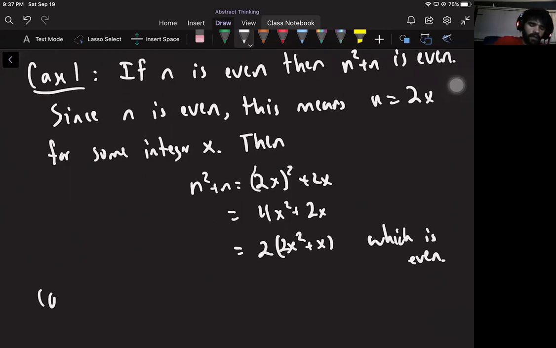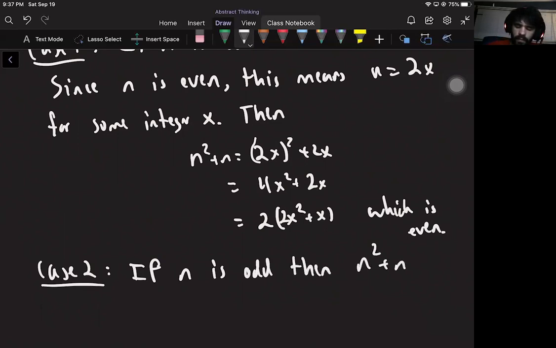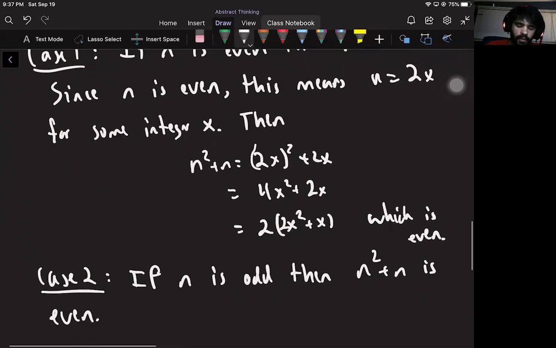Okay, but now case 2. Now I've proved that that covers all the situations in which n is an even integer, but now what if n is odd? That's the other case. If n is odd, then still the conclusion is not changing. So I'm still trying to show that n squared plus n is even. That's case 2. So now again, it's like a little mini proof of just this little statement.